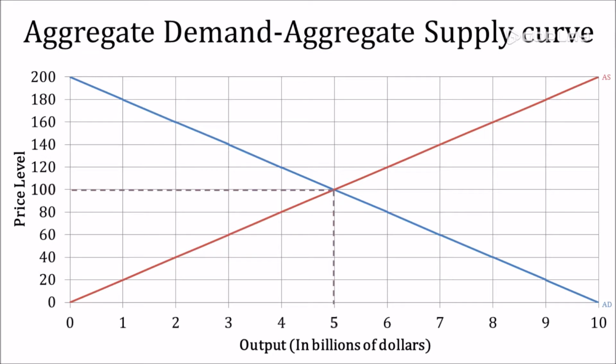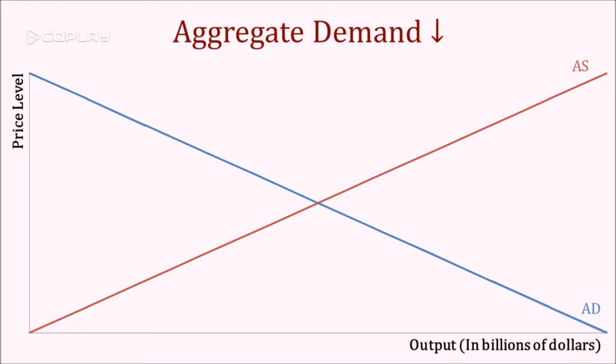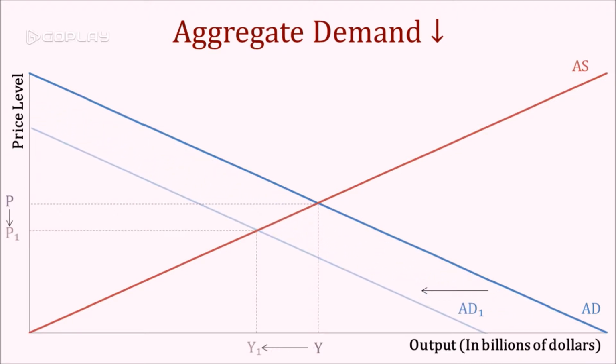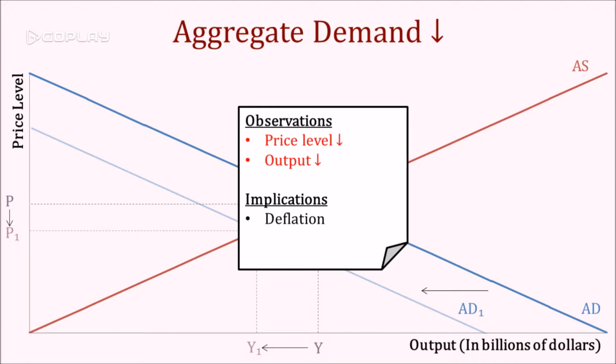Now what happens if aggregate demand or aggregate supply changes? It will change the equilibrium price level and the equilibrium output. The following examples will illustrate in detail. If aggregate demand decreases, the aggregate demand curve will shift leftwards. This causes the equilibrium price level and output to decrease, meaning the economy will experience deflation and a recession. The unemployment rate will increase.